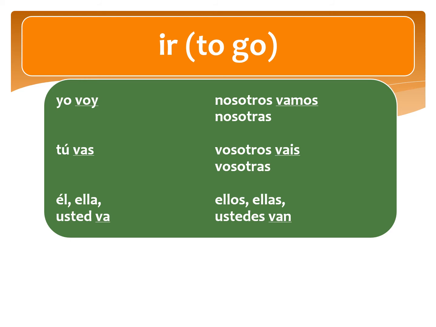And the V we can pronounce like a B as in boy. Yo voy, I go. Tú vas, you go. Él, usted va, he goes, she goes, you go. Nosotros vamos, we go. Vosotros vais, y'all go. Ellos, ellas, ustedes van, they go, or all of you go.